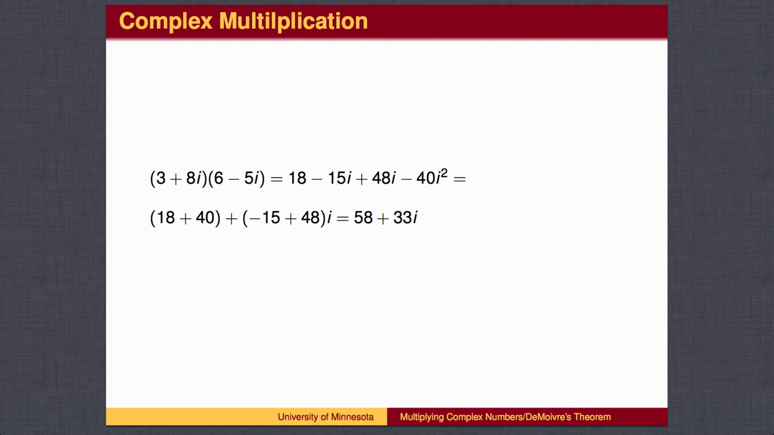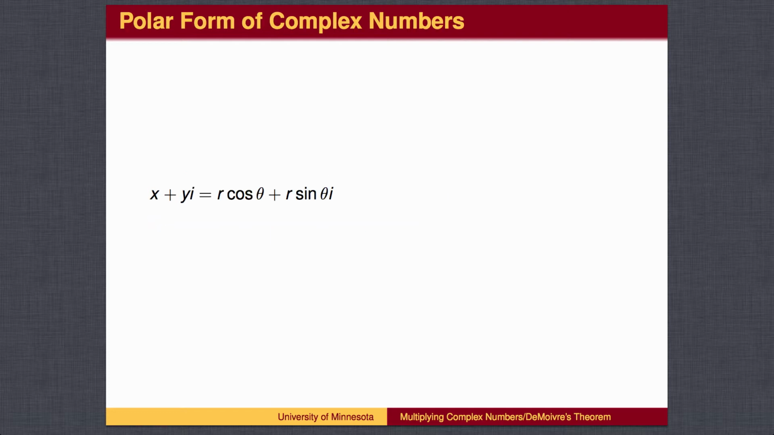Let's review the multiplication. To multiply 3 plus 8i times 6 minus 5i, FOIL, then note that i squared is negative 1, so negative 40i squared is the real number negative 40 times negative 1, which is positive 40. We mentioned earlier that complex number addition is like vector addition. It is sometimes useful to think of complex numbers as vectors, and we can write the polar form for complex numbers. It's the same as the polar form for vectors.